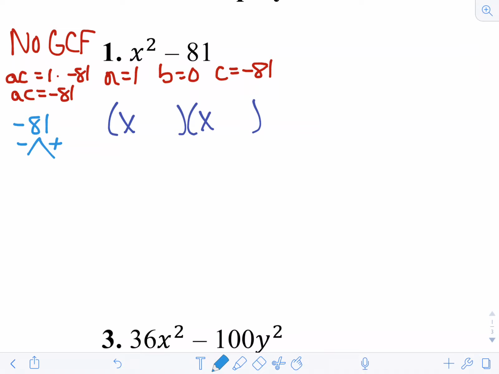Well, that number would be 9. 9 times 9 is 81. Make one of those negative. Negative 9 times a positive 9 is a negative 81. And when I add those up, it gives me my zero pair. So that's what you're looking for here, are your zero pairs. So I'm going to plug that in. I have a minus 9 and a plus 9, and that is it.